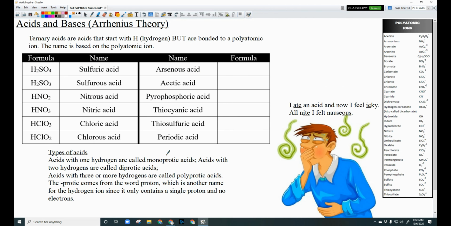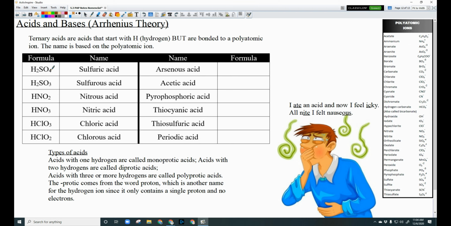But they also bond with polyatomic ions. So these are called ternary acids, because ternary means three or more. So when it's a ternary acid, it's hydrogen bonded to a polyatomic ion, and the name of the acid is based on the polyatomic ion name.